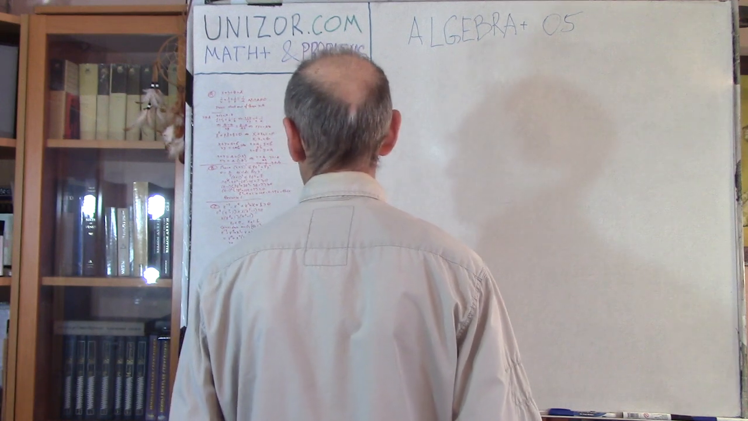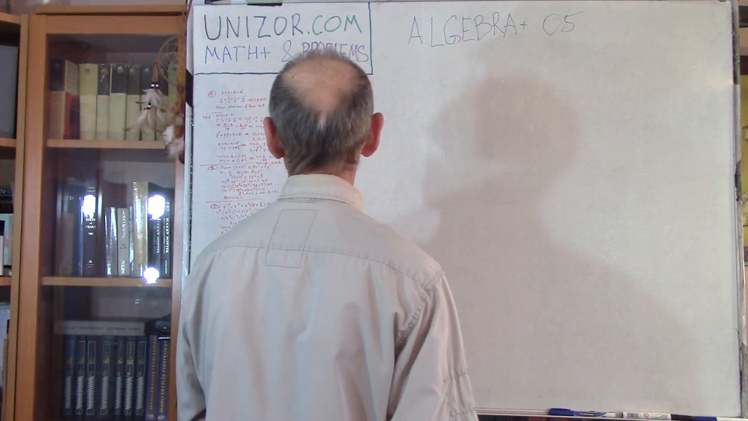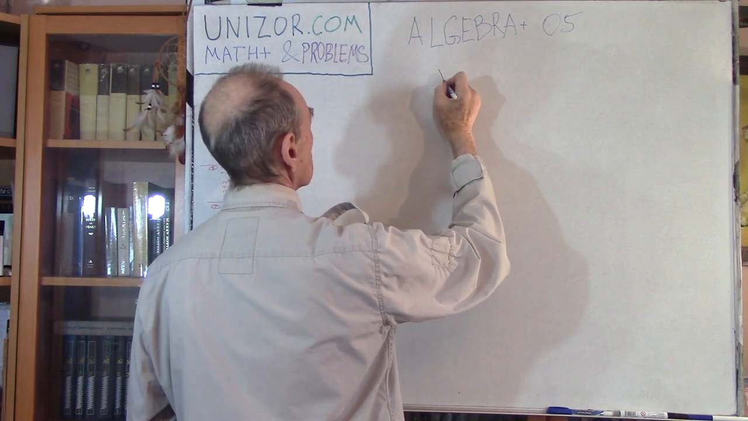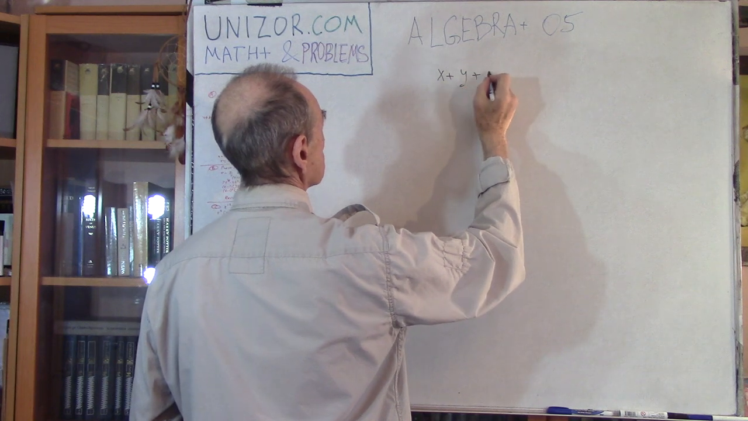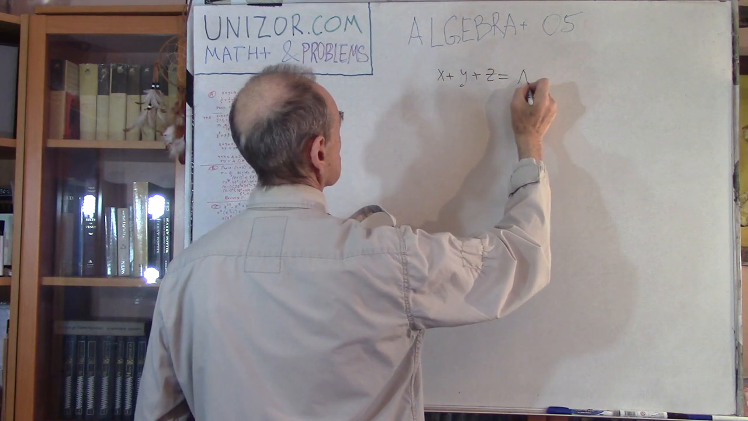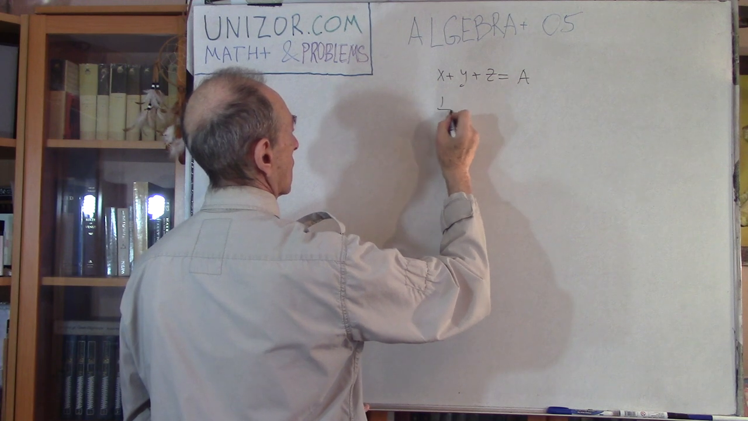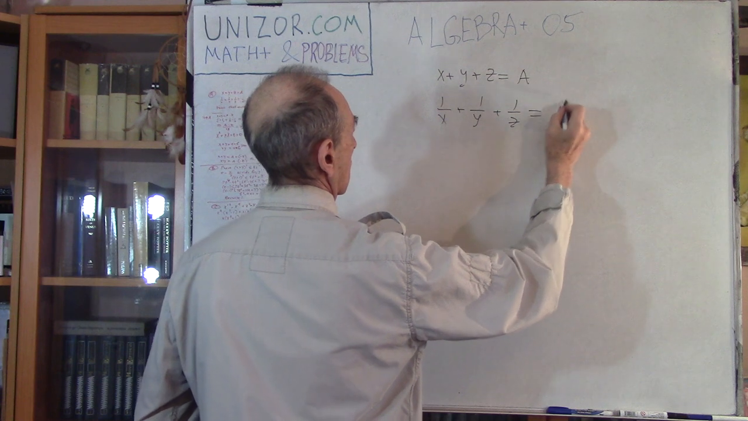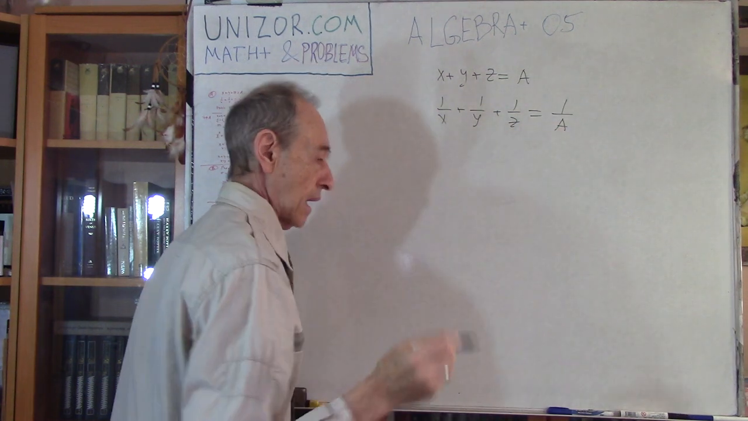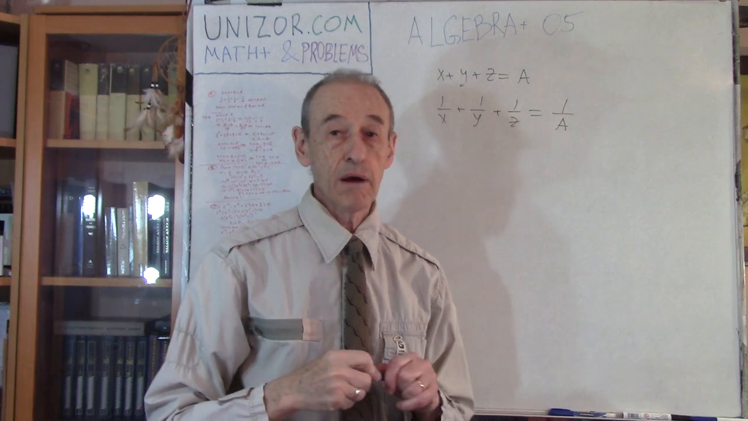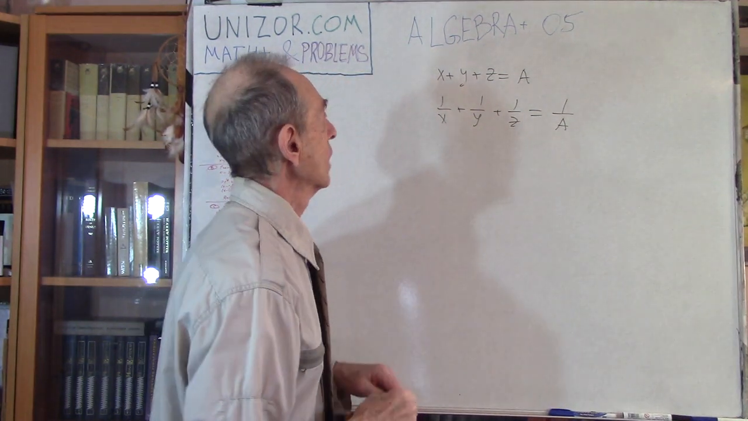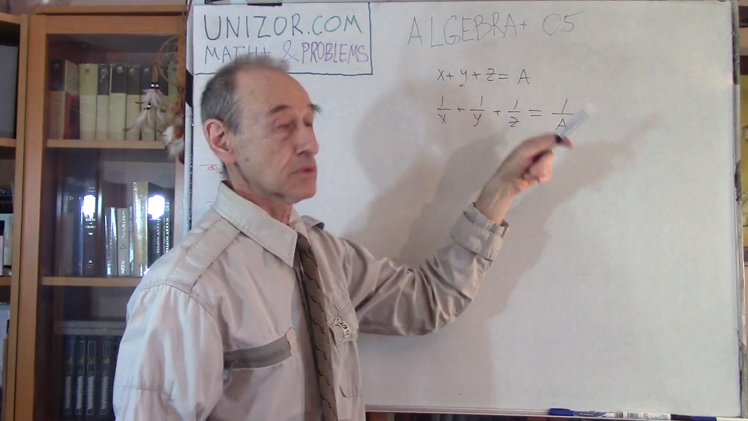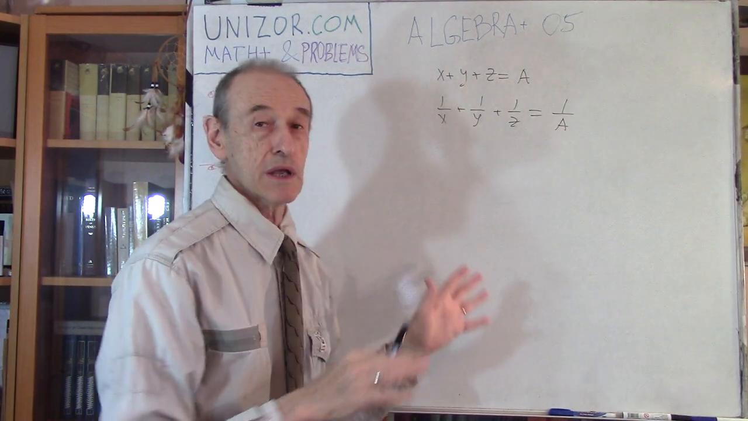I have three algebra problems. So let me just start from the first one. There is a system of two equations. A is some number, x, y, and z are unknown variables, so their sum is equal to A, and the sum of their reciprocals is equal to the reciprocal of A. Kind of a strange combination.